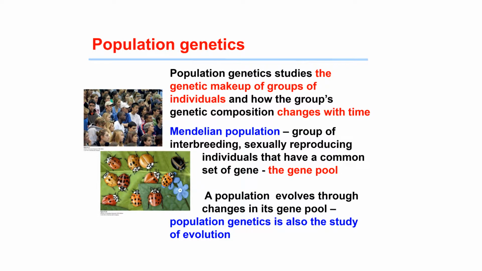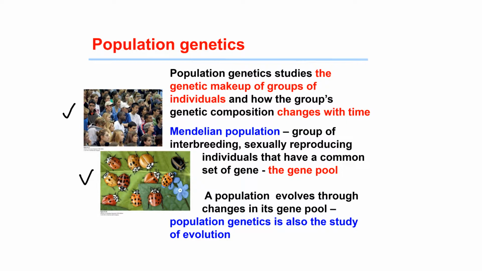Now look at these two pictures. You have a population of humans and a population of ladybugs. What you can see immediately is that both populations have extensive variability. There are no two people who are identical. This variability is based on evolution, and what determines this variability are the genes which make up these populations. This variability also changes over time.